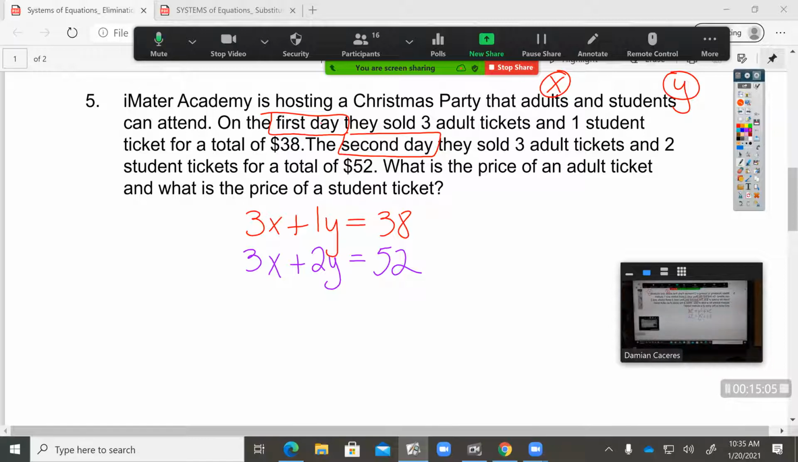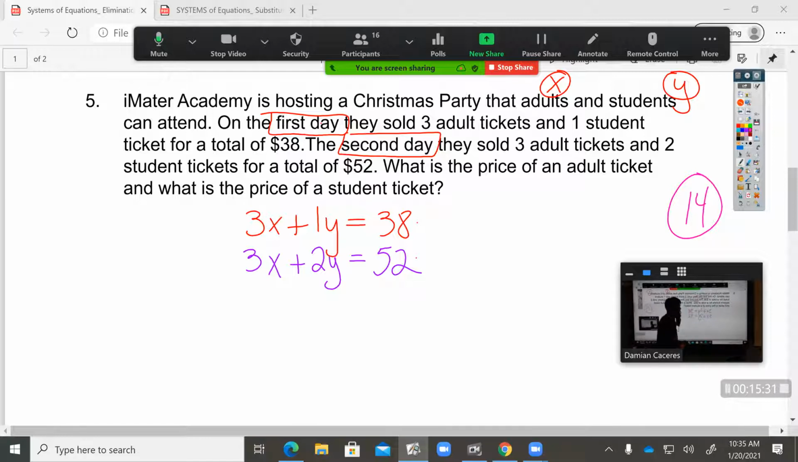So again, you look at both. The only difference between what it says on the first day and what it says on the second day is one student. Does everyone agree? That means if I subtract 52 and 38 to get 14, that should be the price for what? One student. Now, obviously, you don't have to do it like that. I'm going to solve it, and we're going to verify if we thought correctly at the beginning.